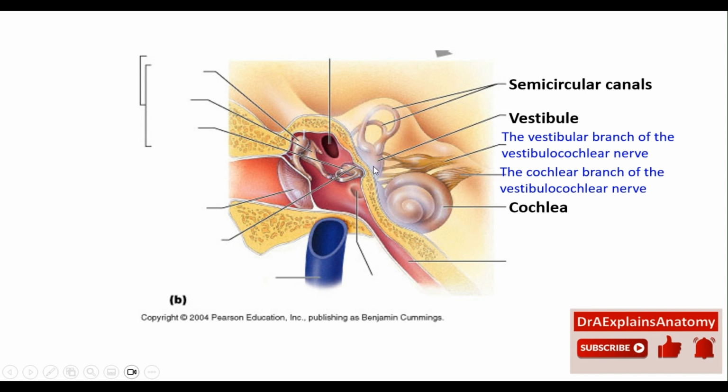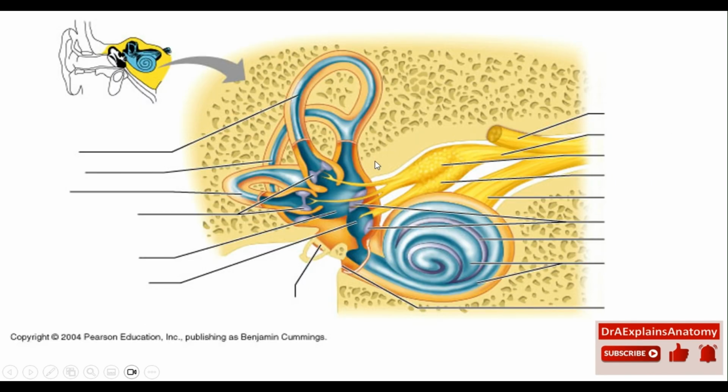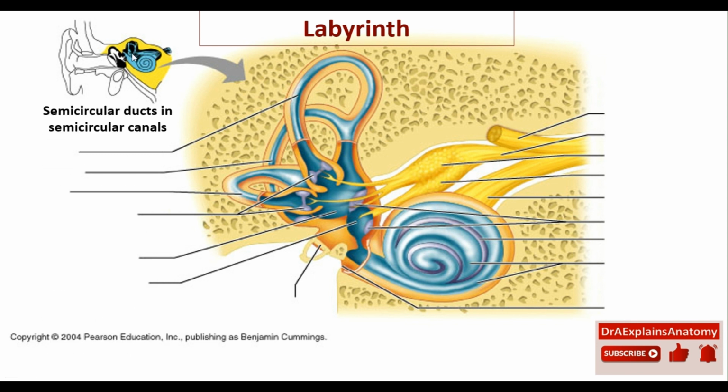This right here is the vestibule as we mentioned. Again, let's go over the structure of the labyrinth, which is this entire structure right here, which is located in the internal or inner ear. First, we have the semicircular ducts in the semicircular canals. This is the anterior semicircular canal. This is the posterior semicircular canal. This is the lateral semicircular canal. So they are located at different planes.